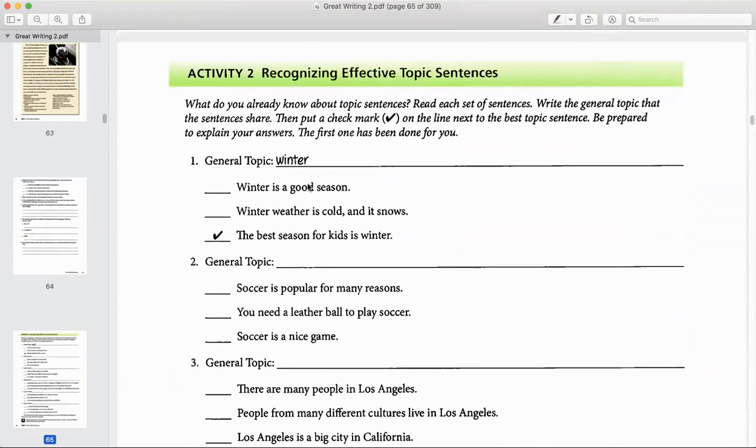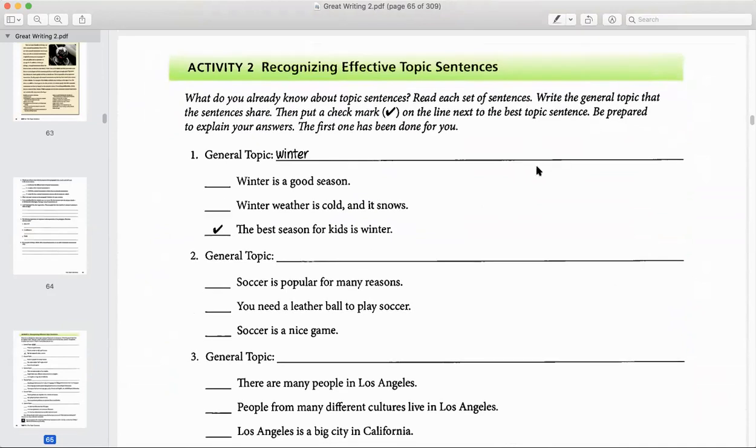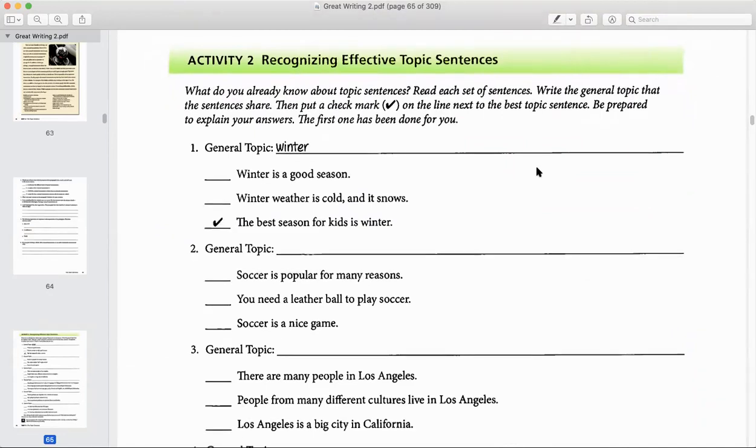This is just asking you to think about what you already know about topic sentences. This is probably not the first time that you have heard about topic sentences, and I'm sure you've written them before. So this activity just helps you think about what you already know about topic sentences. So this first example, the topic is winter, and it gives 3 example sentences. And we're going to put a check next to the one that is the best topic sentence. And you should also be prepared to explain your answers.